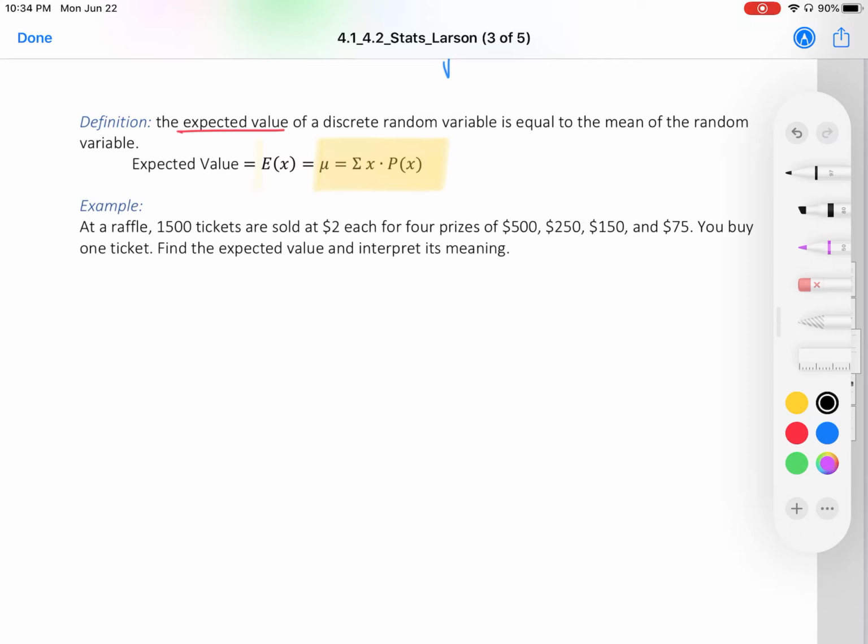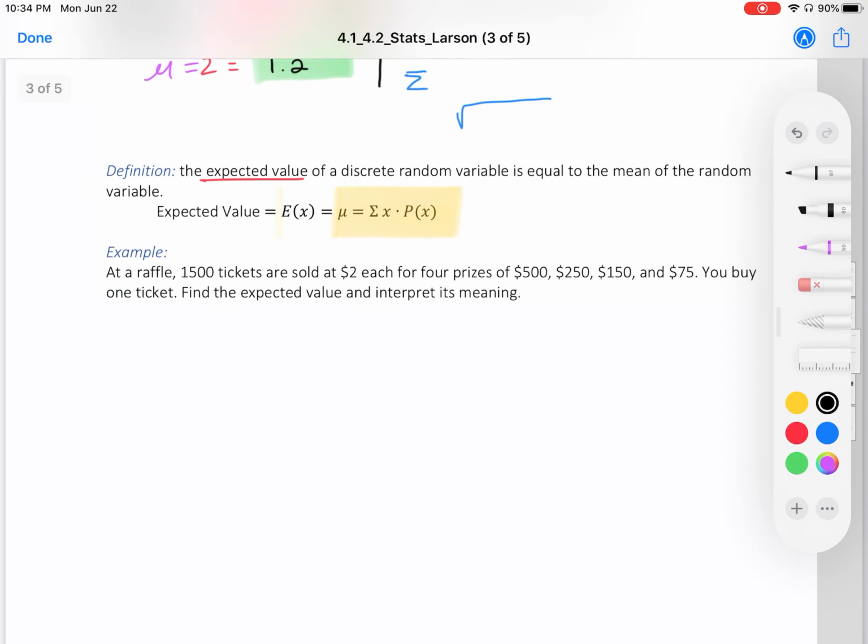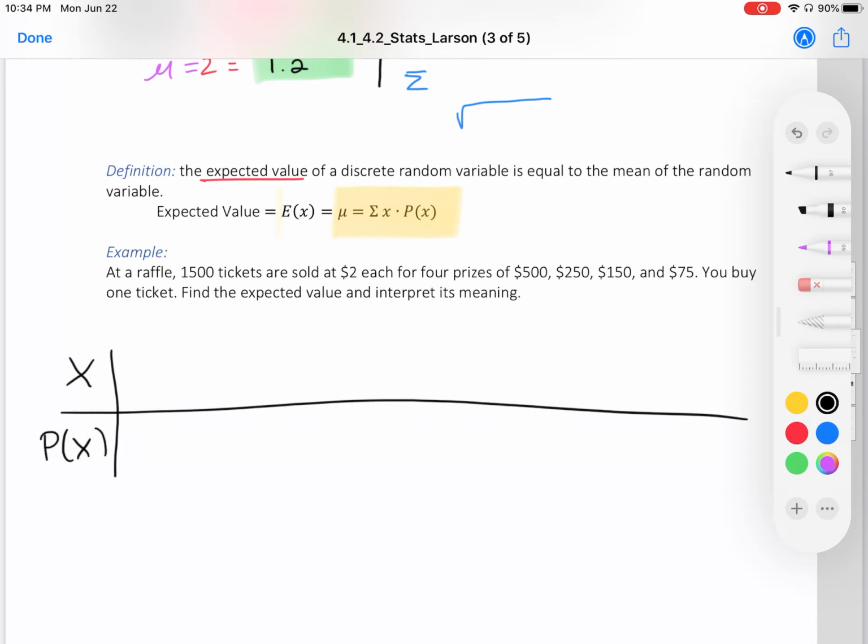All right. So let's make a chart of our probabilities. Let's use our x and our p of x. So x and p of x. Now let's break down our portions or our places. I can win first place, which would be $500, right?